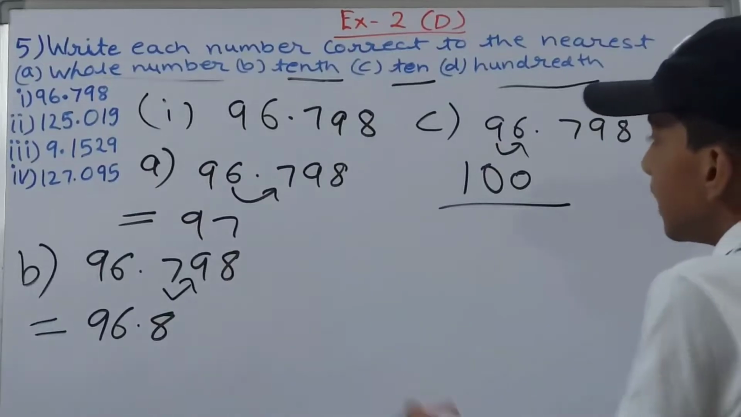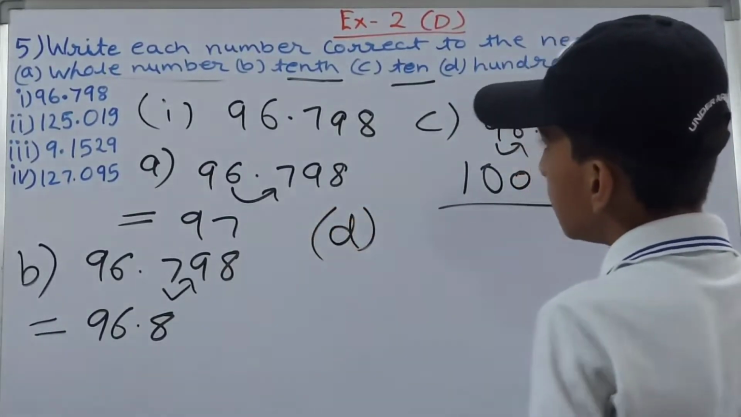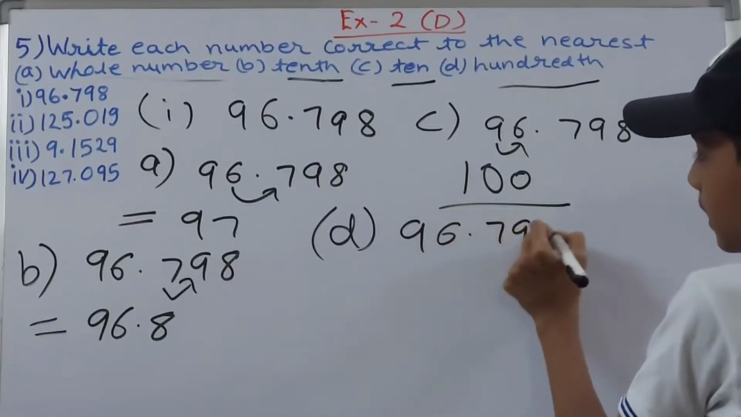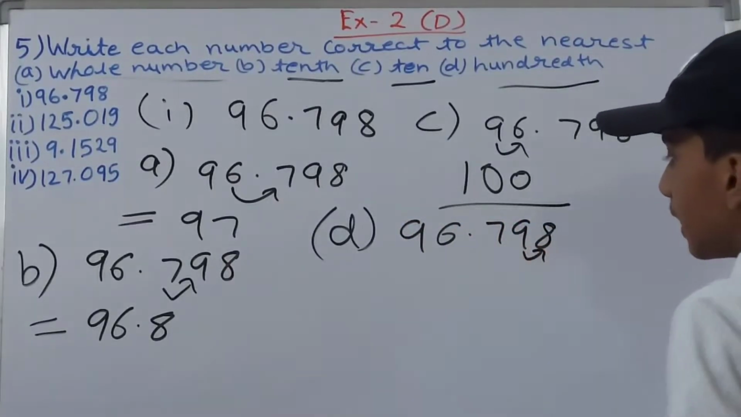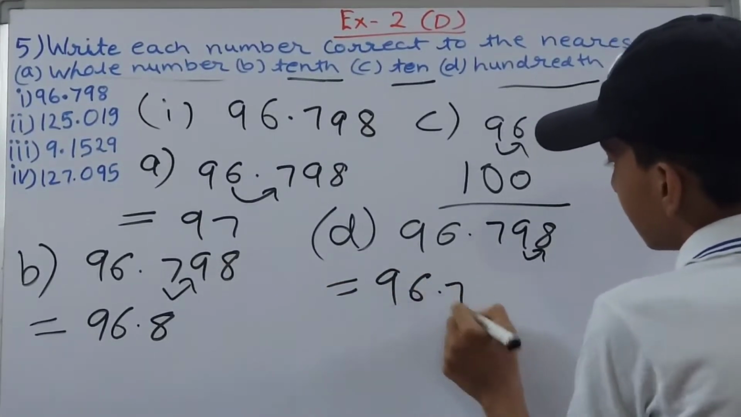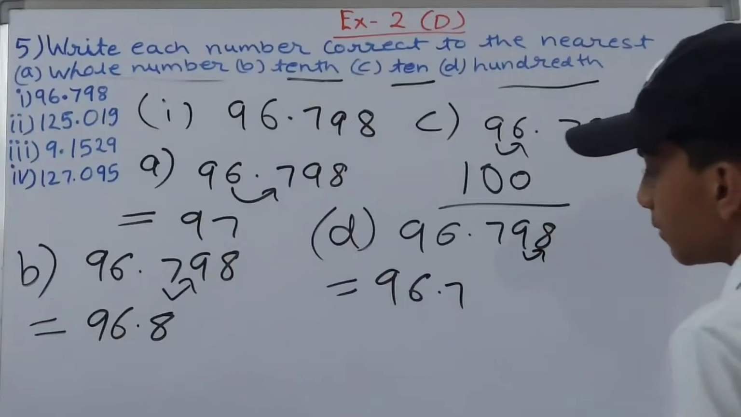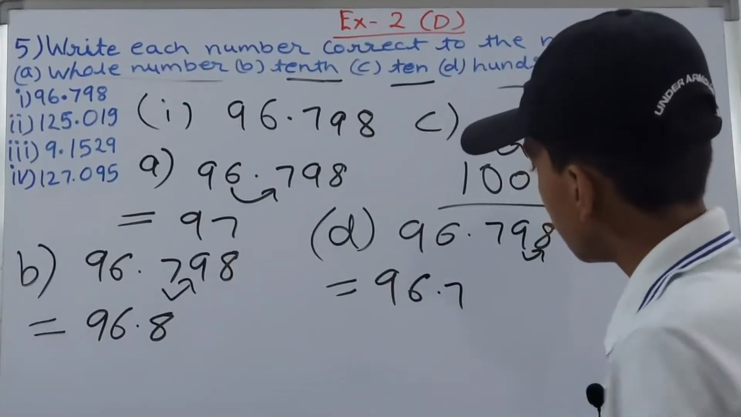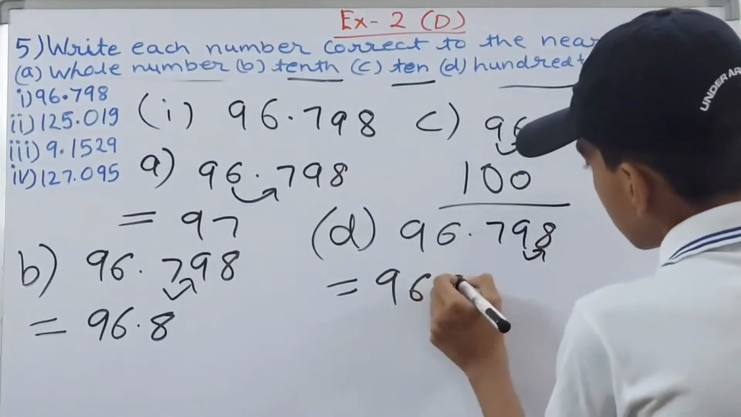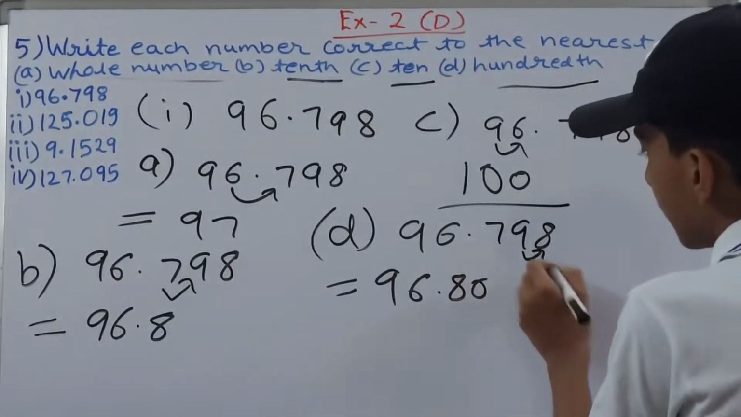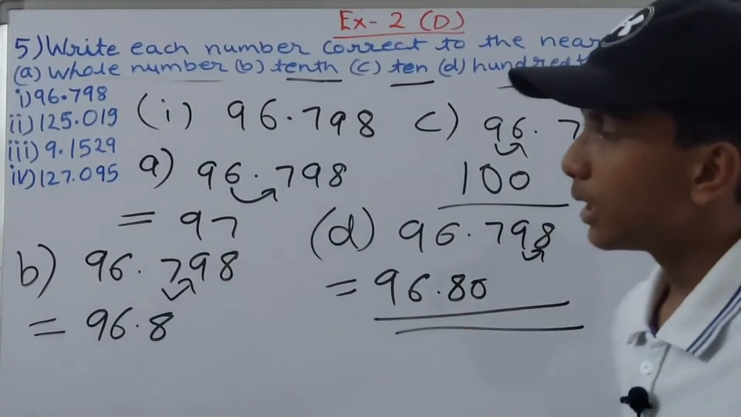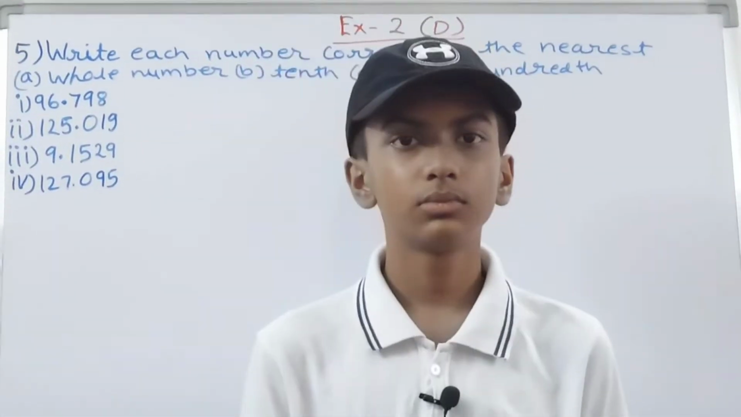Then D is hundredth. You can see here 9 is at the hundredth place, to its right is 8. So 96.7 will be as it is. 8 is more than 5, so add 1 to 9, which means the 7 becomes 8 and the 8 is dropped, so 96.80. Now let us move on to the second part.